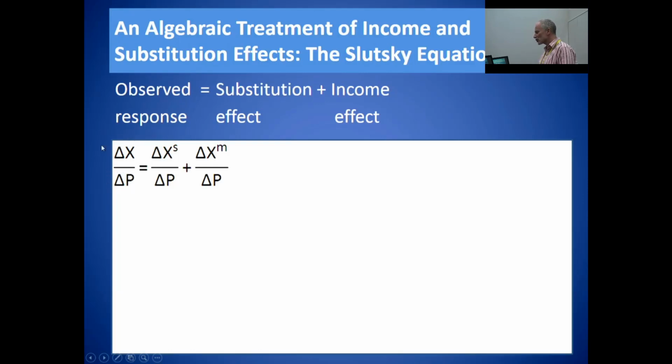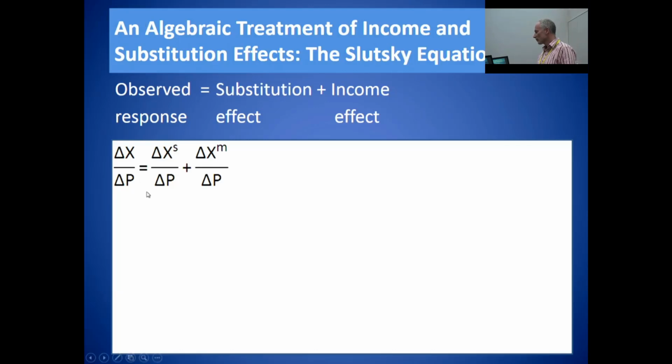And so that first term on the left-hand side, the interpretation that I want you to put on it, is that the observed response looks at the relationship between changes in the demand for good x, the consumption of good x, and changes in its price. That is what the observed response is. Price changes, it induces a change in consumption. That's the observed response.